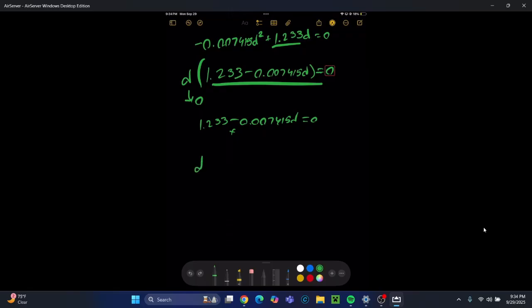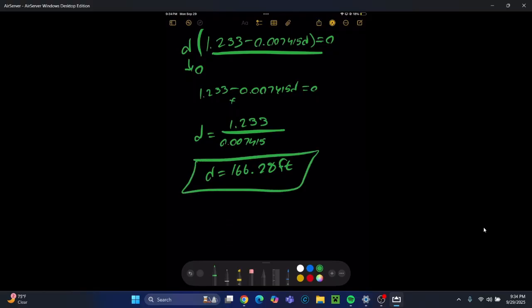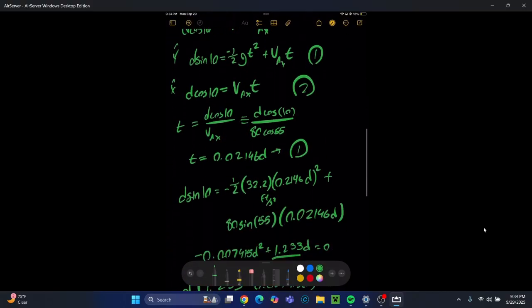But anyways, you get d equals 1.233 divided by 0.007415, and that gets you a value of 166.28 feet. Remember, because we're in the evil units. And that's our D. Does the question ask for anything else? No, it doesn't want anything else.